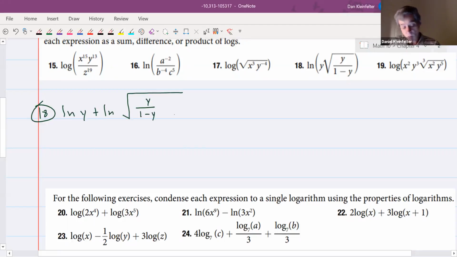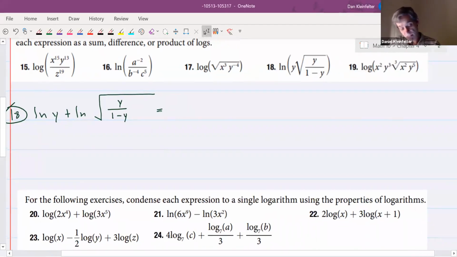Okay, so the natural log y in front is good, it's done, so let's leave that. This natural log of a square root, that square root, remember, is the same as a 1/2 power. So we're going to bring that 1/2 power around front. So that's 1/2 natural log y over 1 minus y. Now, you'll notice that this 1/2 is a coefficient of this whole logarithm. So when I turn that log of a quotient into a difference of 2 logs, both of them are going to get multiplied by the half.